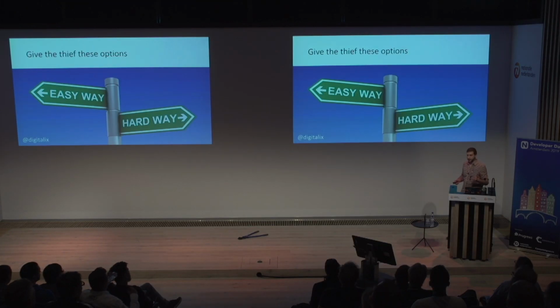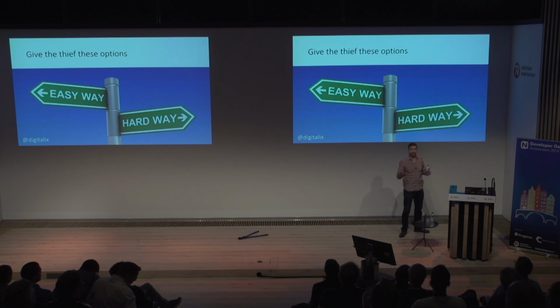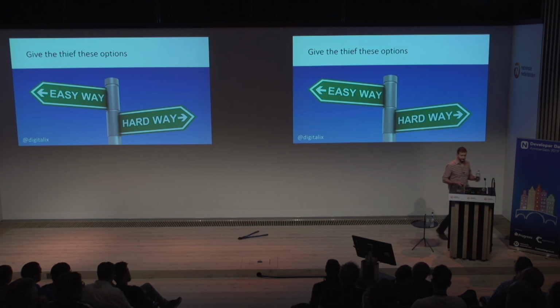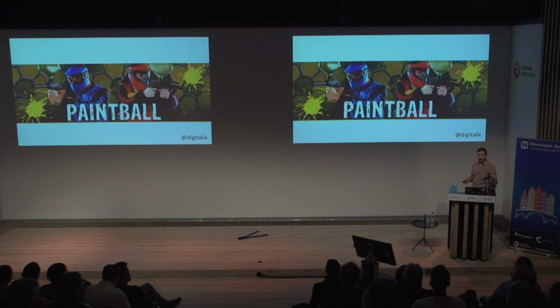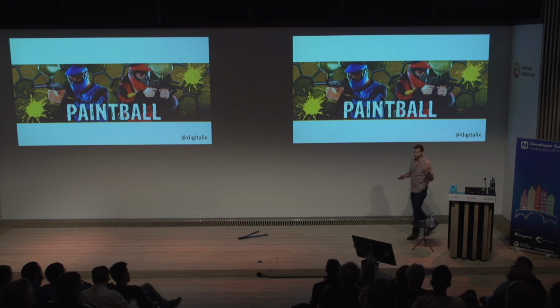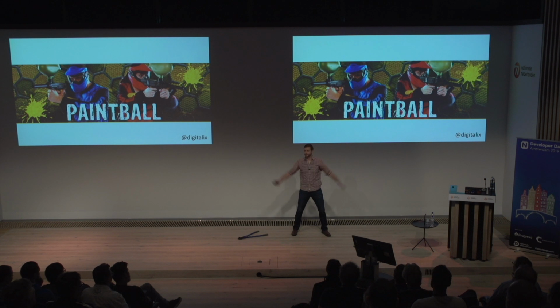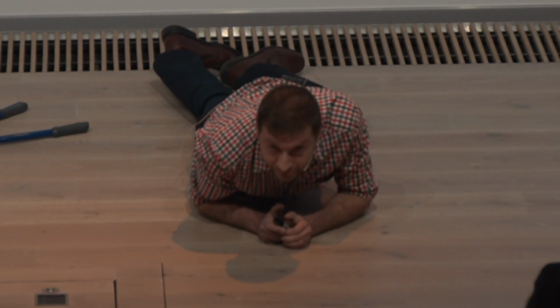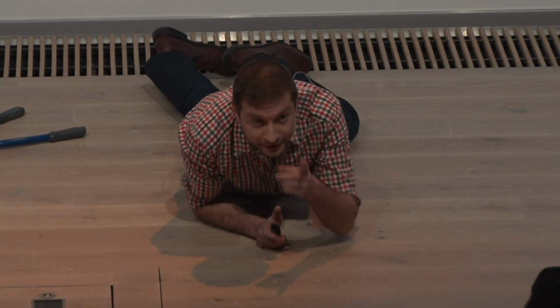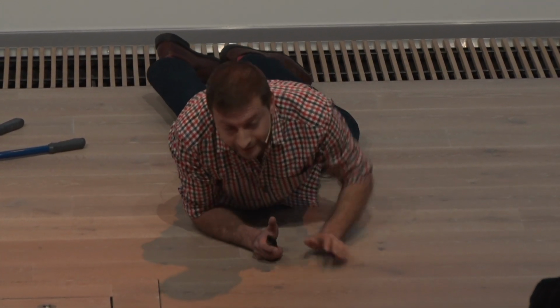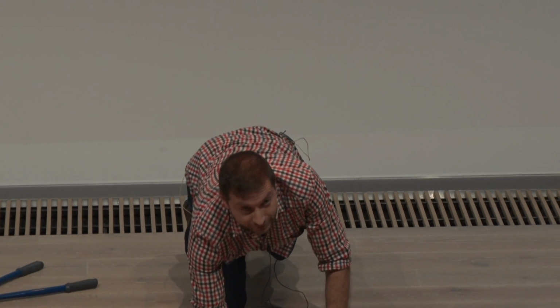So those are the only 2 options you're giving to the attacker. You can give it to them the easy way, or you can give it to them the hard way. Have you ever played paintball? Who here has played paintball? It's fun, right? What do we do in paintball? Do we go like this? Hey, I'm over here. No, you go like this, right? You make yourself as small as possible, because try hitting me from back there. You can't. Well, you can eventually, if I don't move.